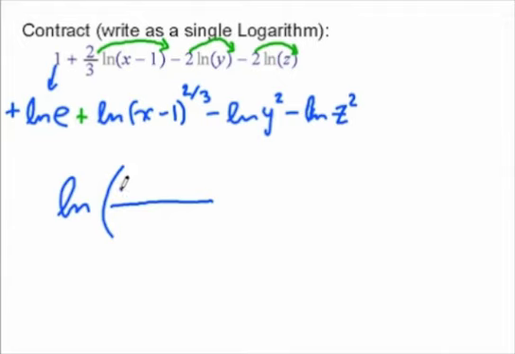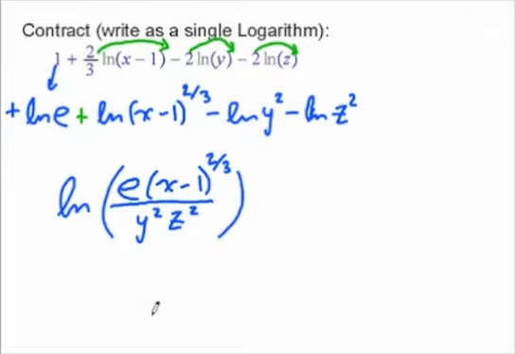So we're going to get the e up top, the x minus 1 raised to the 2/3 power, and then in the bottom we're going to get a y squared and a z squared. And you can leave it written this way if you want, or you can write it as parentheses yz all squared. It doesn't matter. It is condensed as one term. And that's it.